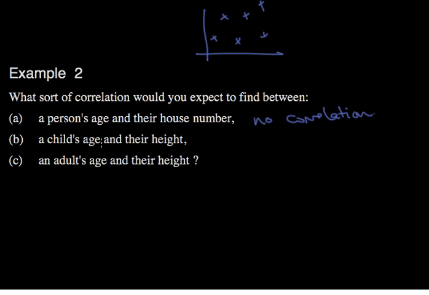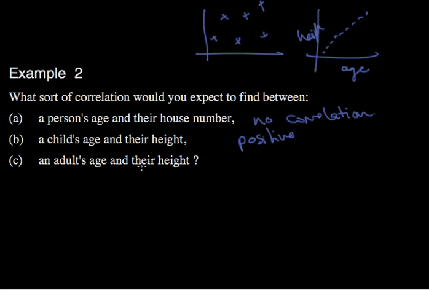What about a child's age and their height? Well, they do have a correlation. So as the age increases, you'd expect the height to increase as well. A bit like that. So you'd assume that it was going to be a positive correlation. But you couldn't really say that it was strong or weak, because we don't have enough information here to say how thick it's going to be, but we know it's going to go up.